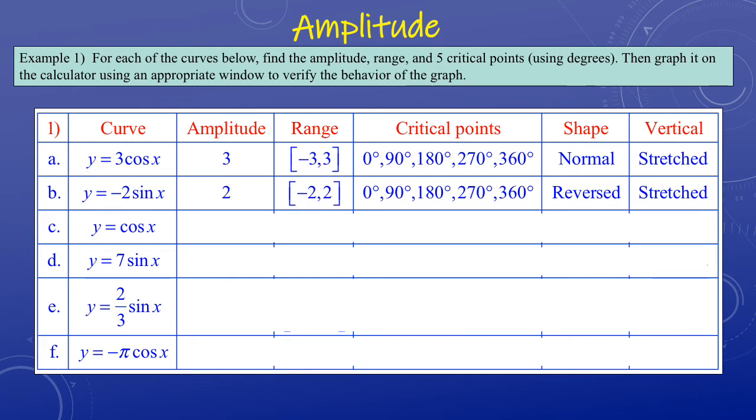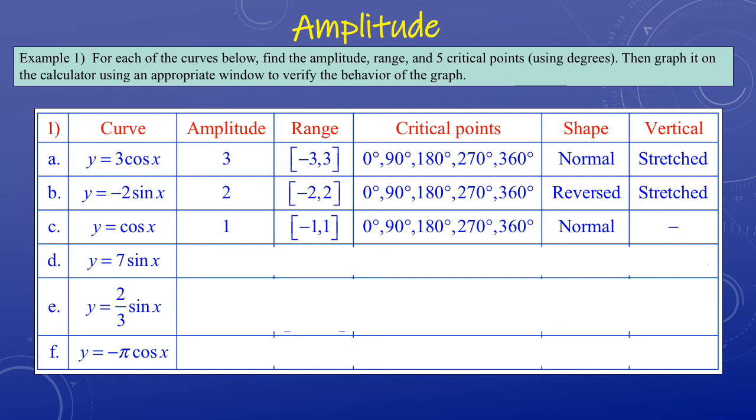In B, we have y is equal to negative 2 sine of x. The amplitude is 2, as that is the absolute value of negative 2, making the range negative 2 to 2. Our critical points are still 0, 90 degrees, 180 degrees, 270 degrees, and 360 degrees. Our shape now is reversed because of the negative 2, and vertically the curve is stretched because the amplitude is greater than 1.